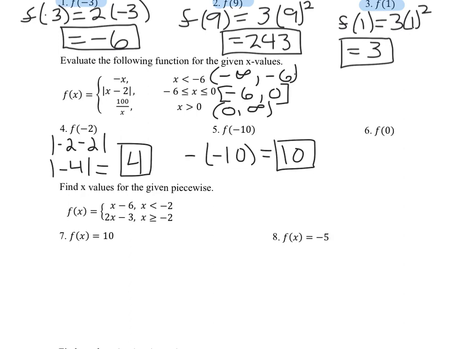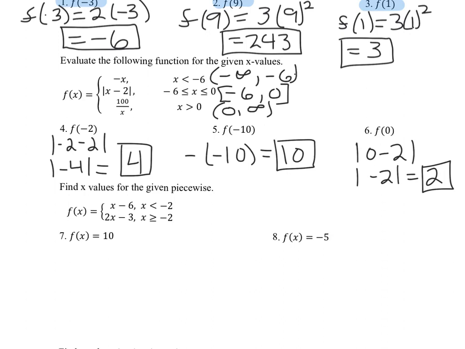Now looking at this one, we'd be tempted to use the bottom one, the 100 over x, but we shouldn't. The reason why is because 0 is not included for it. The only place it's included is that middle one, where it has those absolute values. So we're going to use that one instead. So I've got 0, absolute value of 0 minus 2, and that's going to give me absolute value of negative 2, which is just going to be 2. And that right there is going to be my answer.